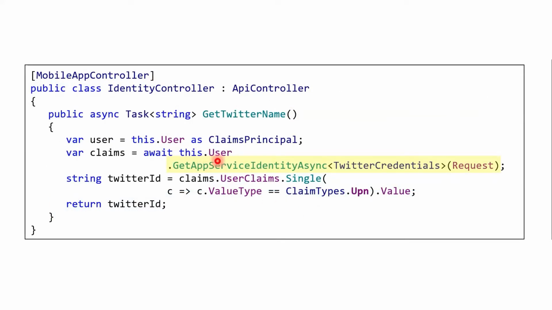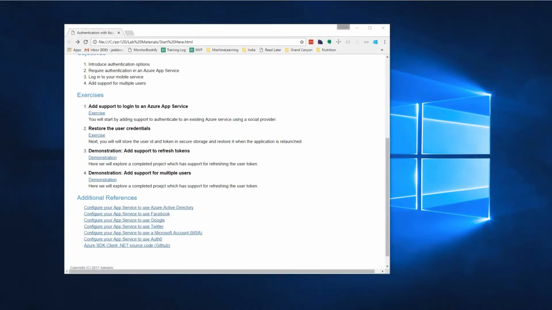On ASP.NET, we have a similar function available, our user.getAppServiceIdentityAsync. This is a generic function, so we can actually pass in, in this case, our Twitter credentials, which is what we want to get out of our request object. Then we can go through our claims and grab, in this case, once again, that UPN. So we can look at those other claims that are available from our IDP. And our sample server app has an endpoint that's taking advantage of these extra claims. It's actually just going to spit them back out at us, echo them to us when we hit that endpoint. So let's take a quick look at that.